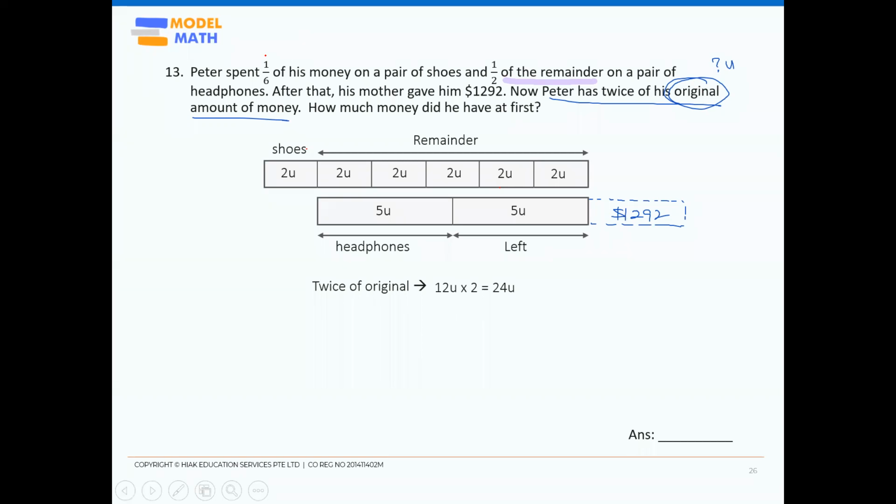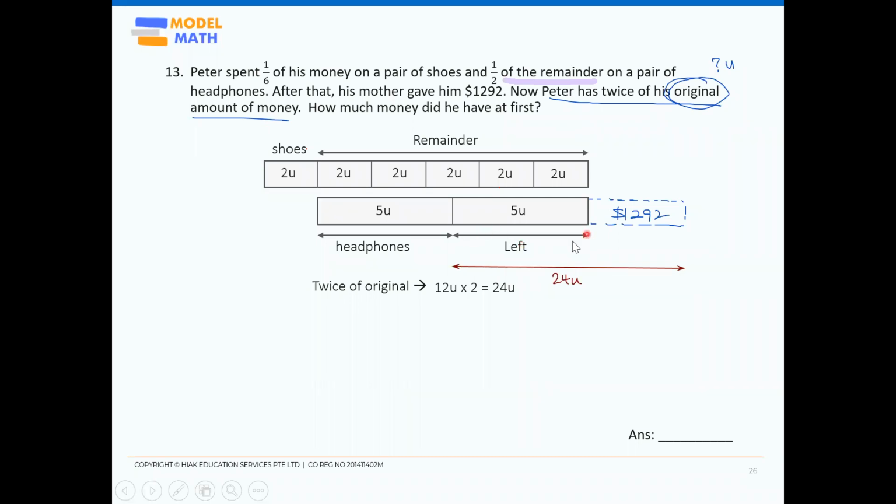Now, where are the 24 units? If I refer back to my model, you should observe that whatever he has now is this left portion plus the $1,292 that his mom gave him after that. This one is spent already, shoes spent, headphones spent. So whatever is left is just this portion, which also means this portion is your 24 units. I hope everyone can agree with me on this.